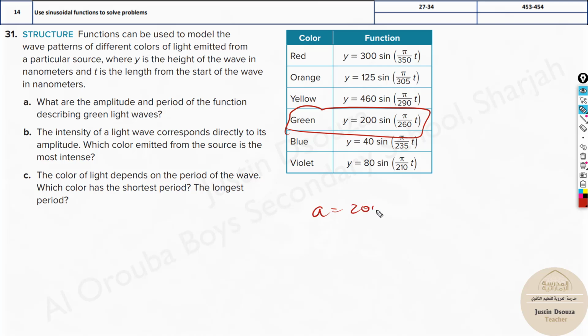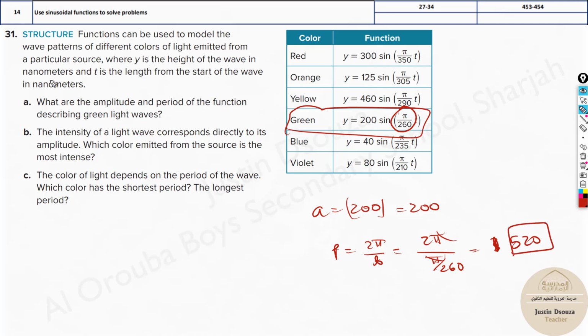A is directly 200. Magnitude of 200, which is 200. What is the period, right? So the B value is known over here. So period is equal to 2 pi by B. 2 pi, the B value is the coefficient of t, whatever is over here, divided by pi by 260. Pi cancels and this goes up. Just multiply 260 by 2, it's 520. The unit is already given, both are in nanometers, so it is nm. So after 520 nanometers, it keeps on repeating this particular color, green color.